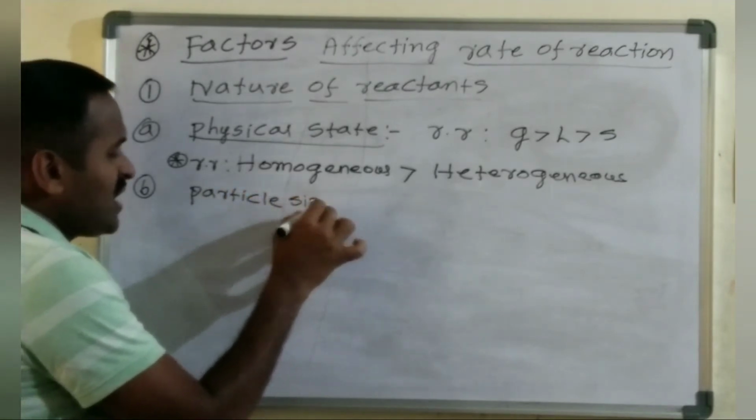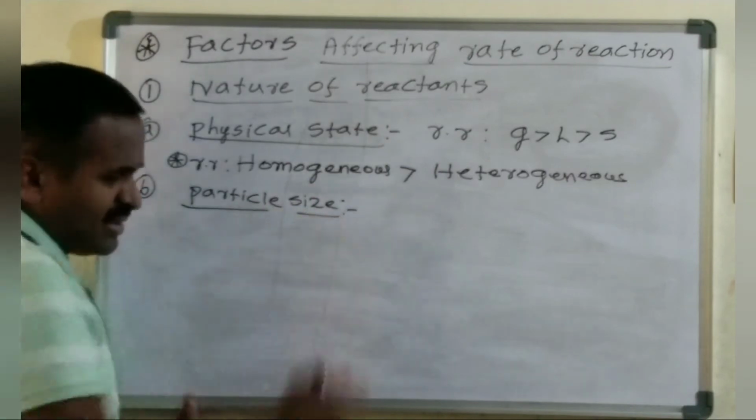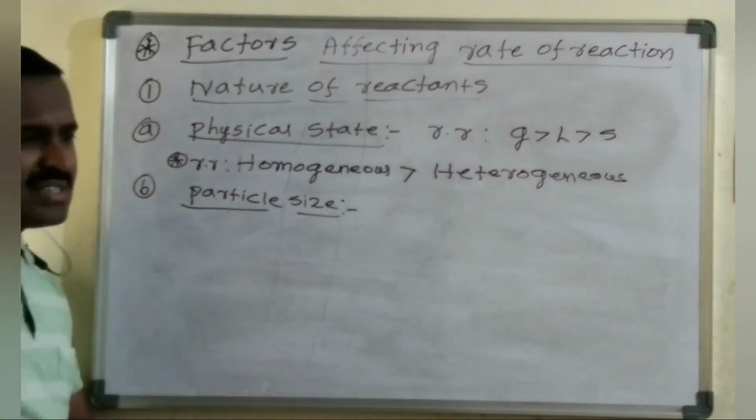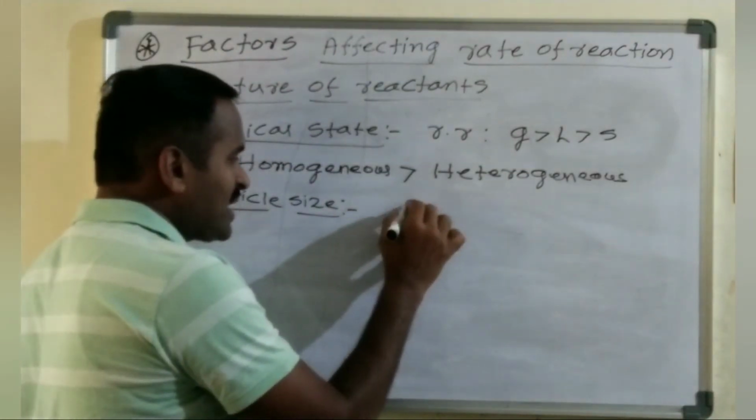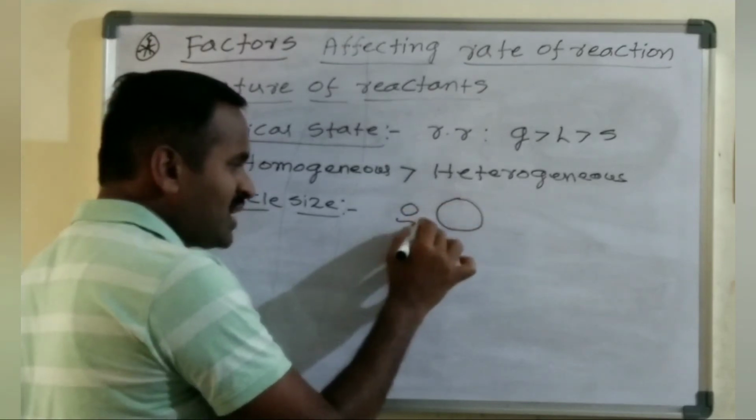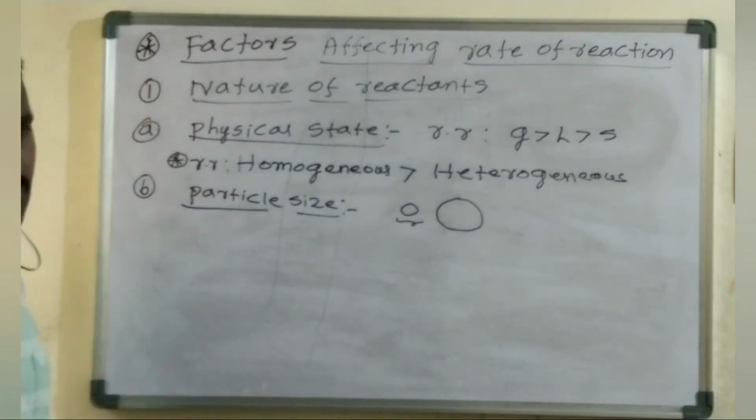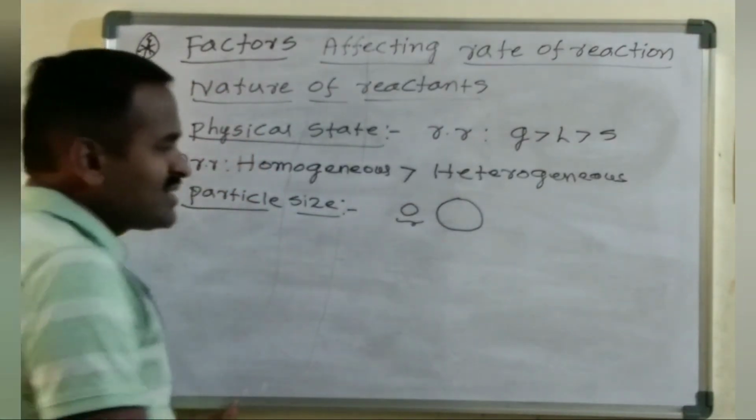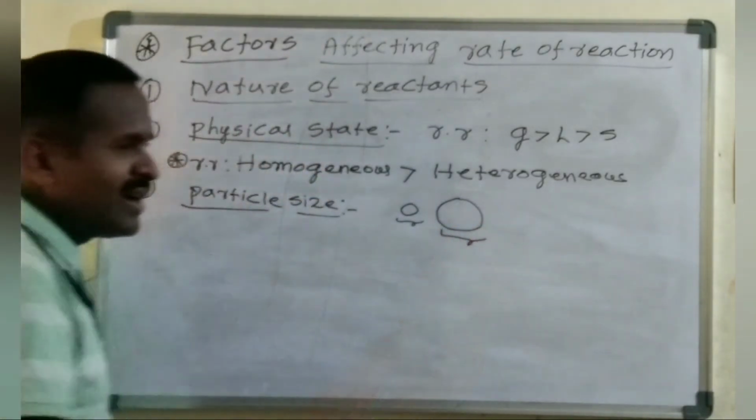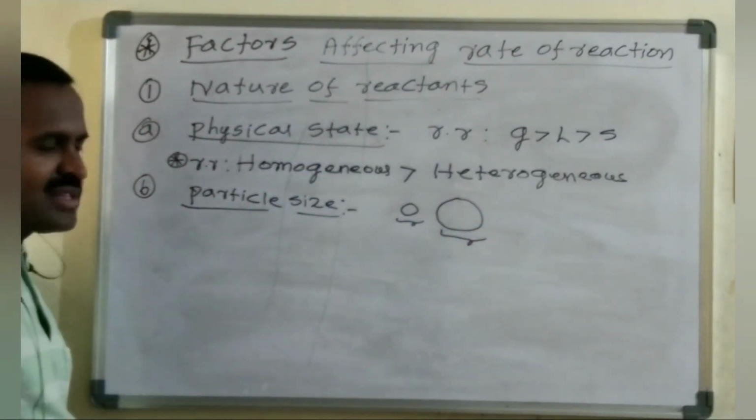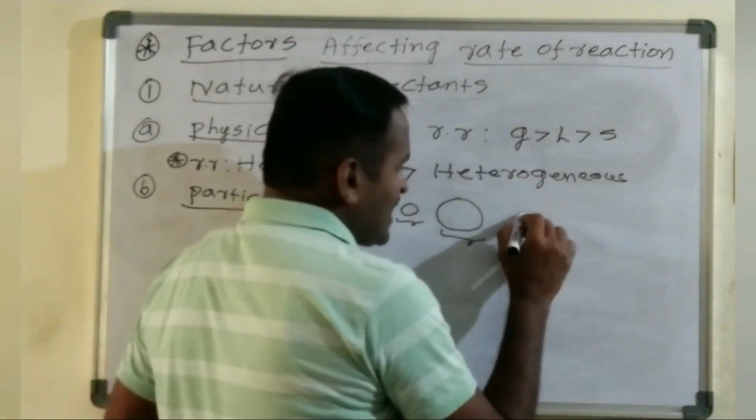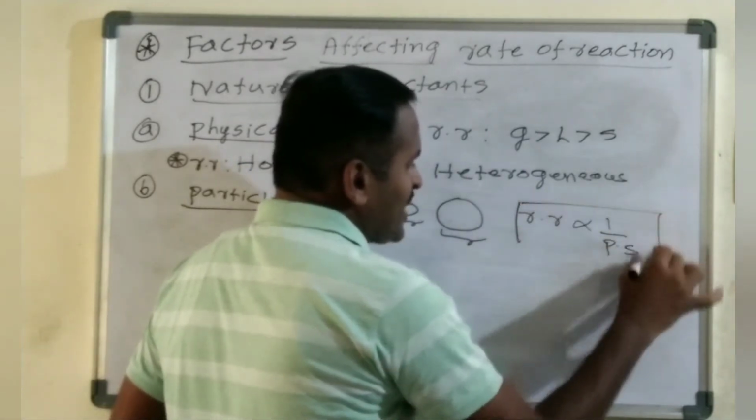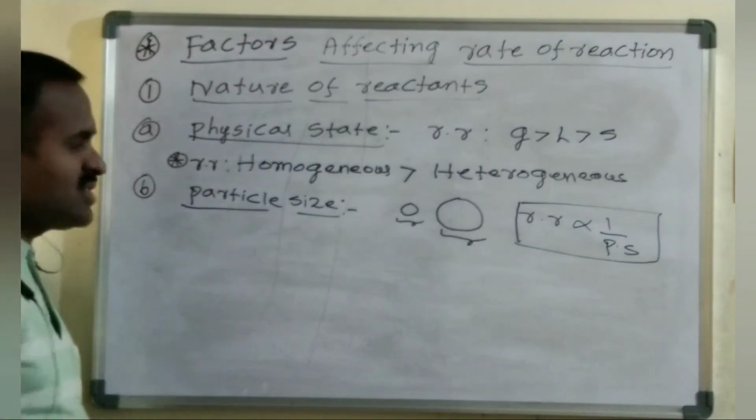Particle size matters generally in the solid state, where different solids are involved in the chemical reaction. In one case the particle size is small, and in another case the particle size is this much bigger. Small size particles can make more collisions with other particles, and the rate of reaction is going to be more. Whereas large particles are like heavy bodies, so their movement is less and they make fewer collisions. That's the reason I can write here: rate of reaction is inversely proportional to particle size. As the particle size is smaller, the rate of reaction is going to be more.